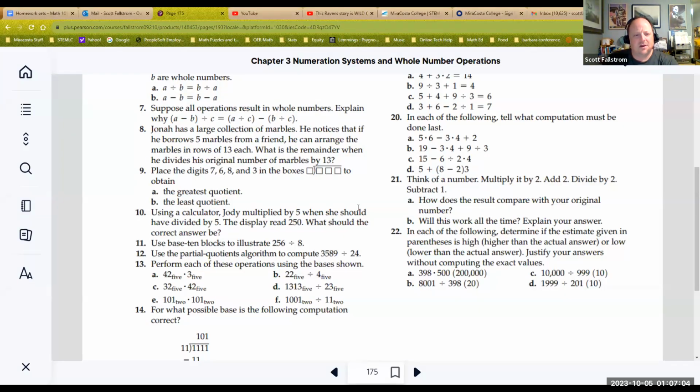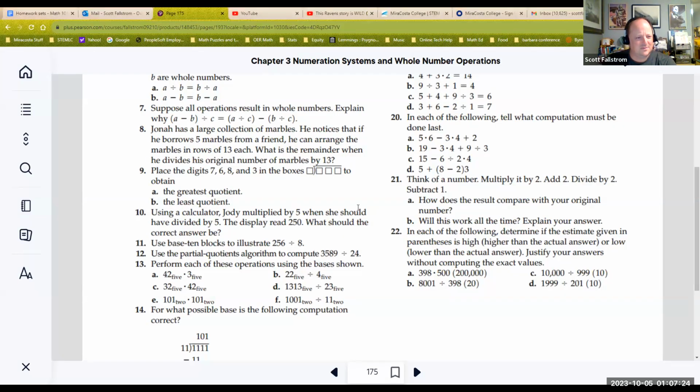Okay. So that was not too bad. I think sometimes people are like, well, I don't know how many rows he had. And the answer is, yeah, you don't know how many rows he had. But in this case, it doesn't matter because they're not asking for how many total. They're not asking for the quotient. They're just asking for what is the remainder in this situation.